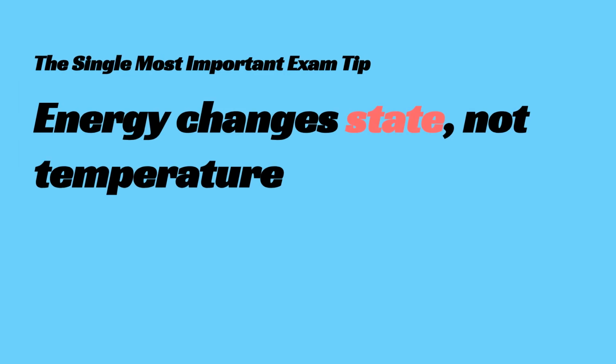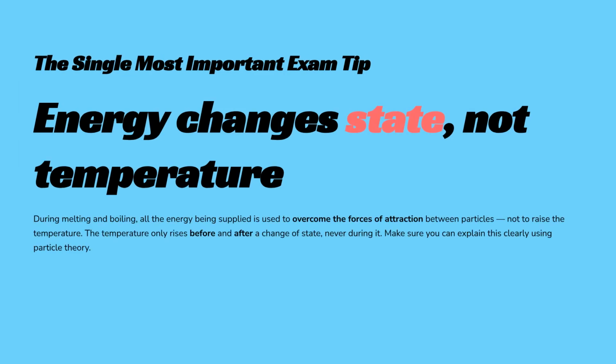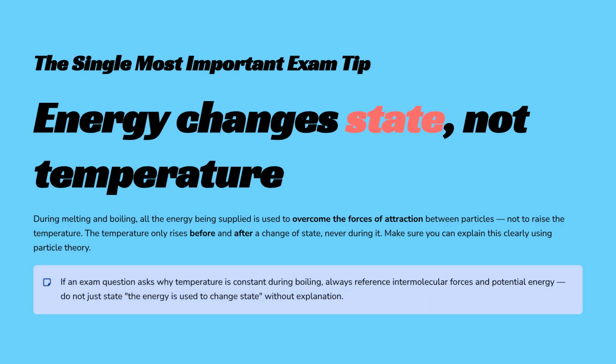The most important tip is that energy changes state, not temperature. During melting or boiling, supplied energy is used to overcome forces of attraction between particles. Temperature only rises before or after a change of state. Mention intermolecular forces to fully explain why temperature remains constant.